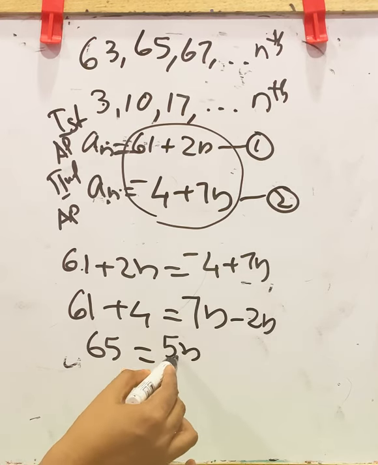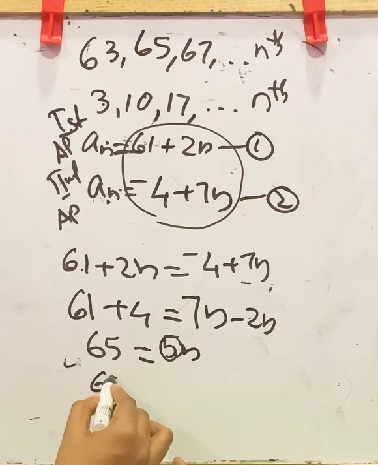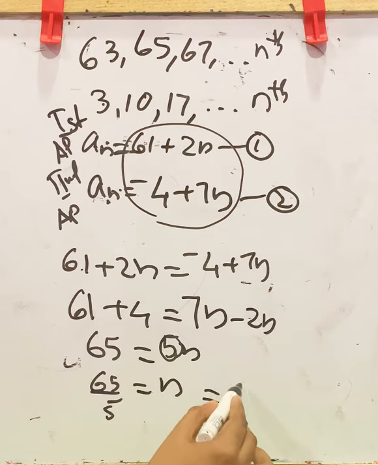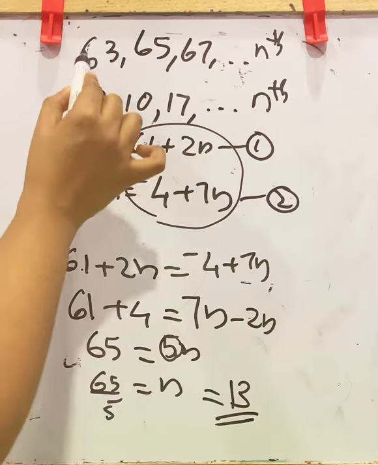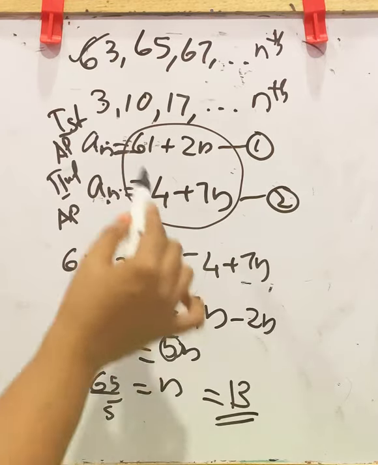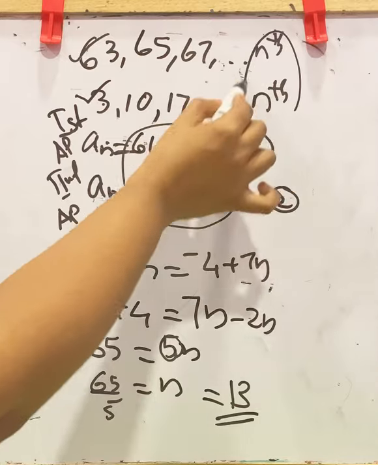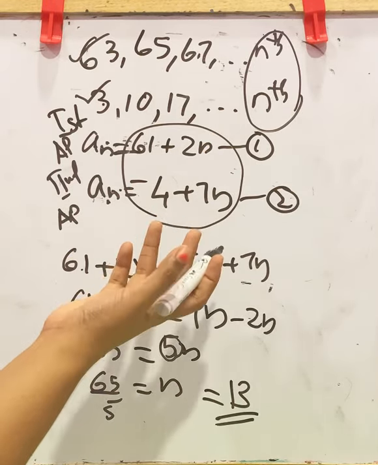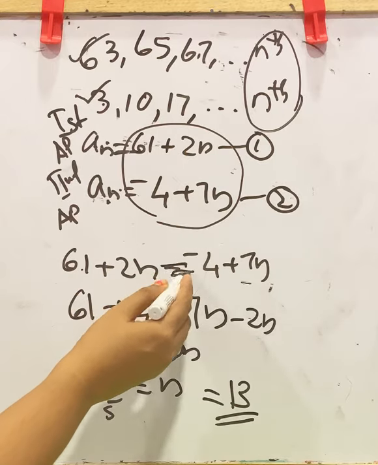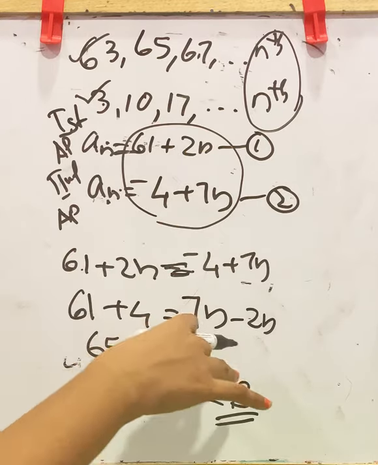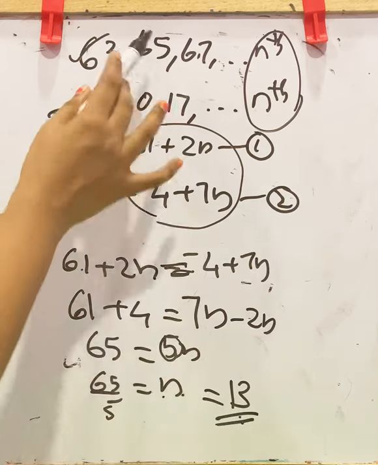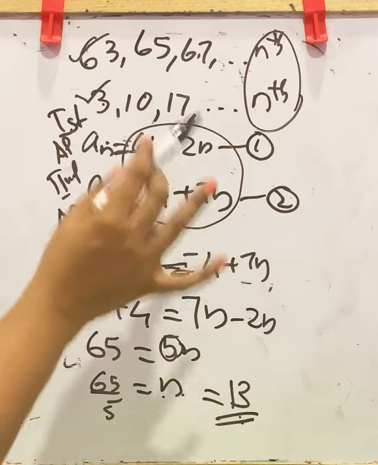Now keep n here, take this 5 to this side. 65 divided by 5 equals n, that is 65 divided by 5 is 13. We got the value of n as 13. That means the 13th term of this AP and the 13th term of this AP will be the same value. We are considering nth term because we don't know the particular term, but we know they are equal to each other. So we did the operations and got the value for n, that is 13. So we can conclude both APs are equal at the 13th term.